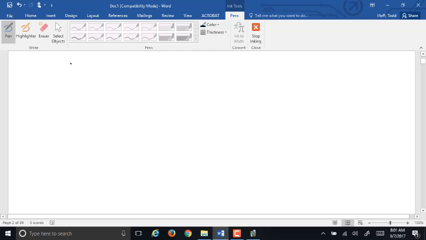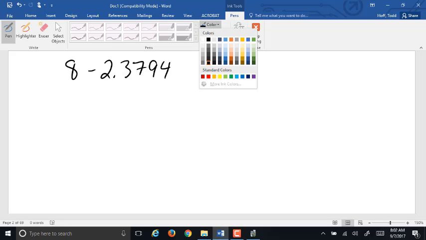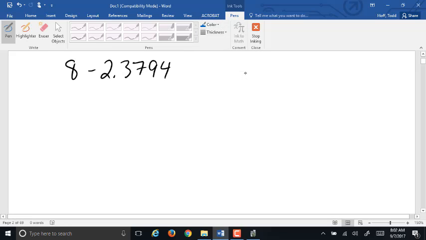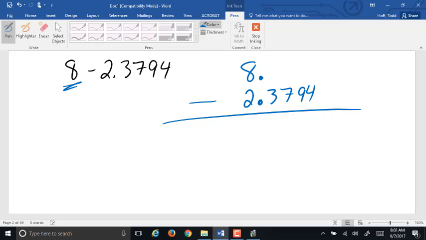Now there is an example I do want to show you with subtraction, an example that looks something like this: 8 minus 2.3794. I have to line up my decimal point. Where is the decimal point in the 8? At the end of it. So now the decimal point goes there. Then 3794. I do have to put in my zeros. I need 4 of them.